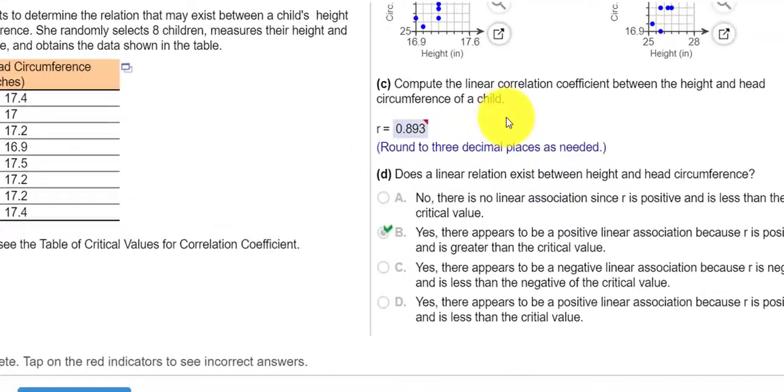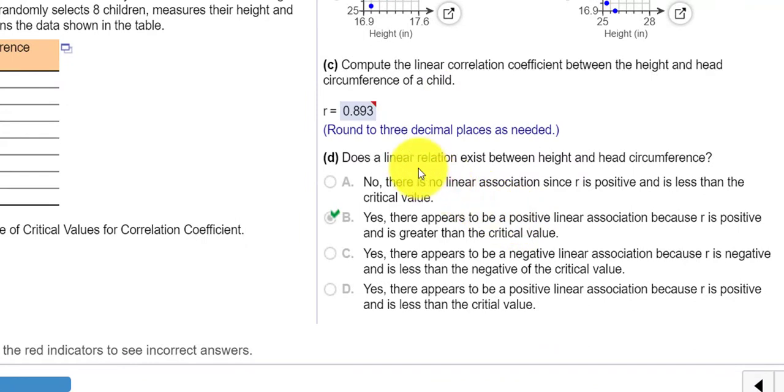So that's letter C. And then you want to know, does a linear relation exist? Yeah. So since r is positive and it's somewhat close to 1, the closer we are to 1 or -1 would indicate some type of strong correlation. This looks to be a positive linear correlation. And if you look, question B is yes, there's a positive linear association. That's it. That's problem number 3.